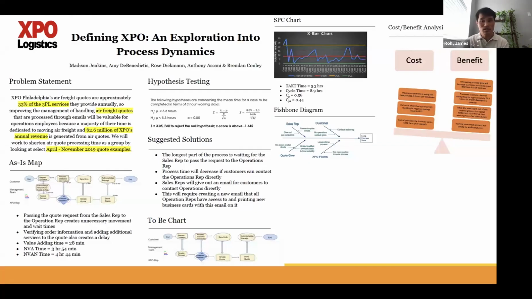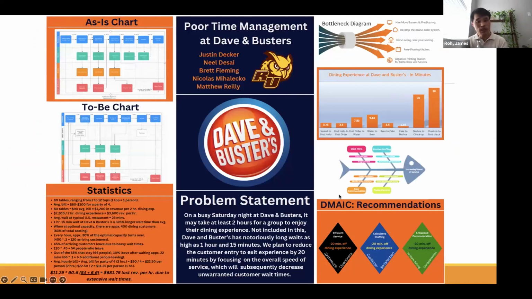And here is an example of what students did before. This is Expo Logistics. One student, her dad worked in Expo Logistics and she had access to the company, and she did this process improvement with the company using a problem statement, an as-is map she drew, and hypothesis testing, and made a solution to-be chart and other things she worked on along with her team members, and it was really good.